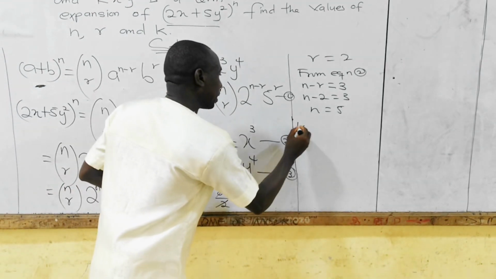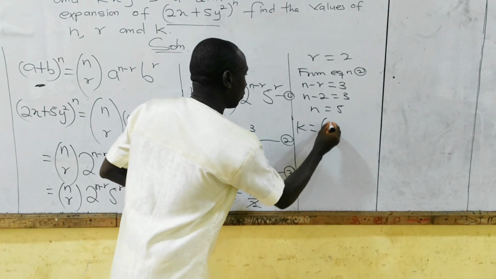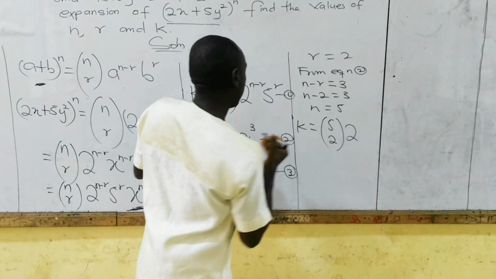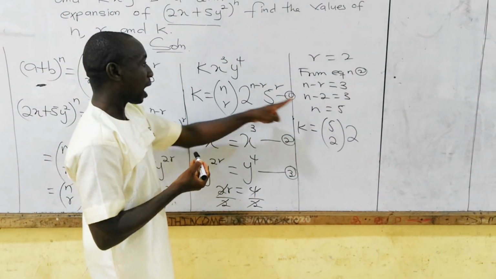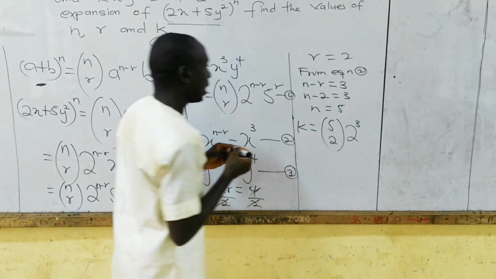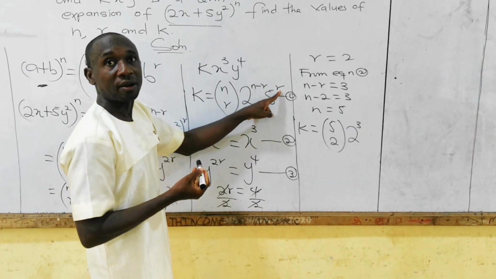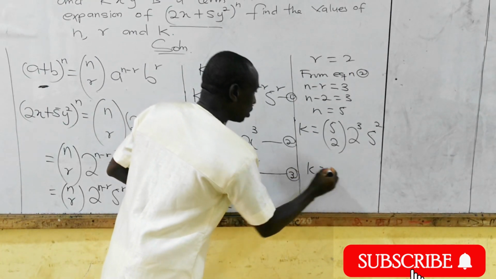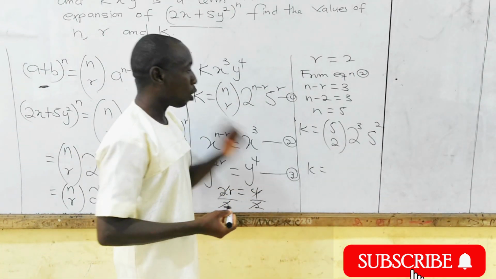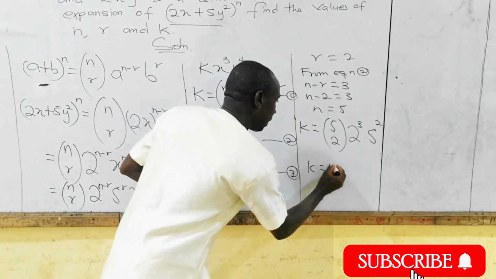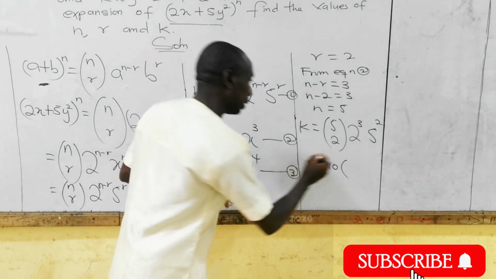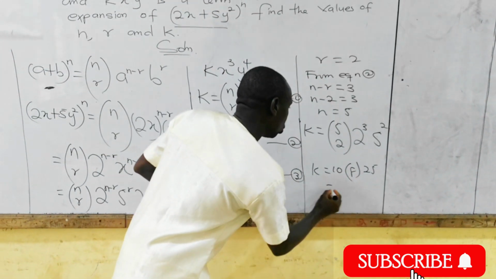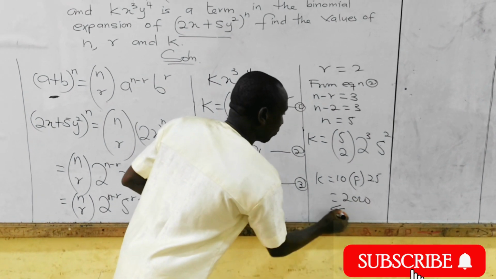What is my k now? My k here is equal to 5C2, 2 to the power n−r; n is 5 and r is 2, so it will be 2³. And 5 to the power r, r is 2, so we have 5². This will give me k equals 5C2, that is 10, 2³ is 8, 5² is 25, and so I'll be having 2000 as the final answer.